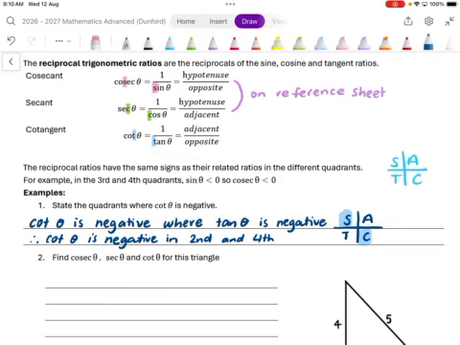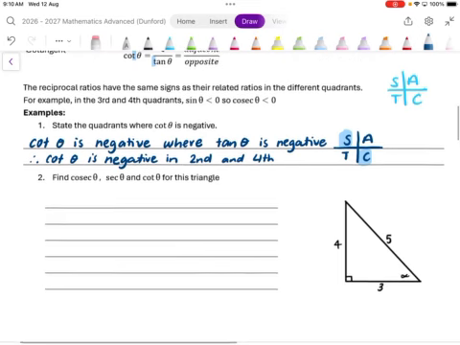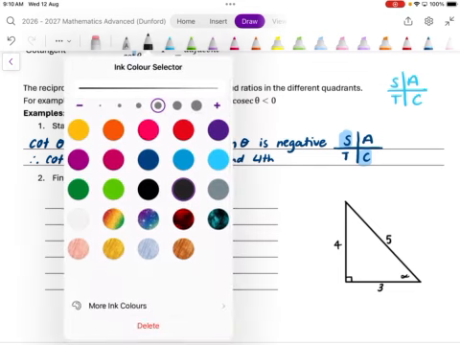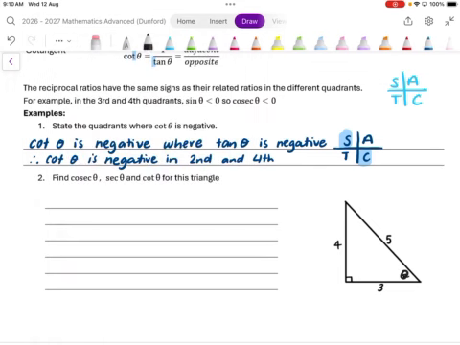So remember, the third letter of our reciprocal goes with the first letter of our trig ratios. Another way that we can use our reciprocal ratios is to find their values using our right angle triangle and our SOHCAHTOA. So we want to find cosec theta, sec theta and cot theta for this triangle. I know I have an alpha down there, but we can just throw a little theta over the top if you like. Change that to a theta, sorry.